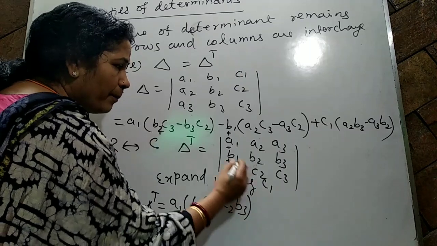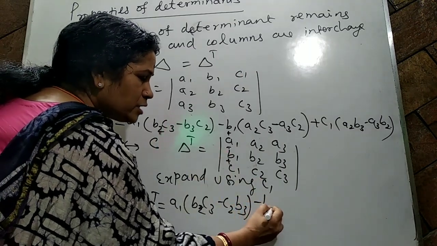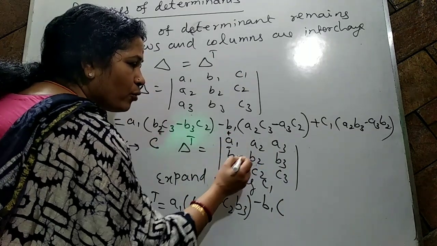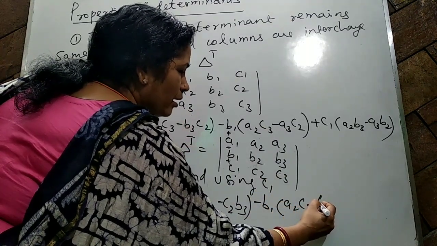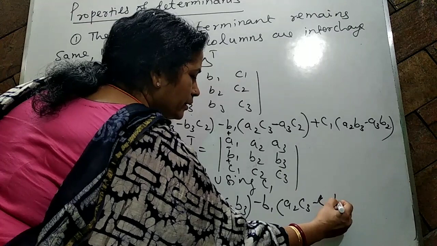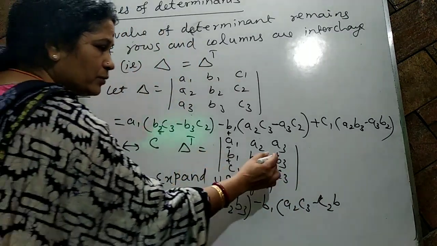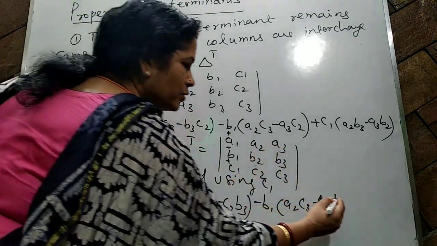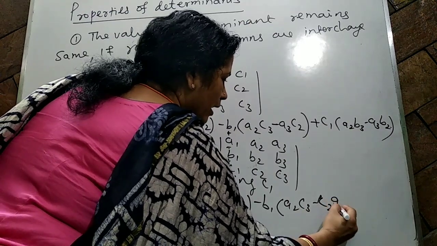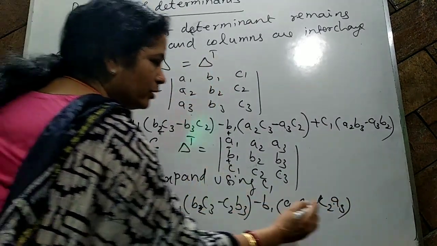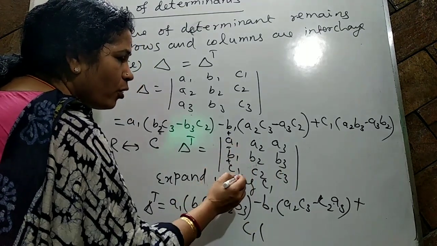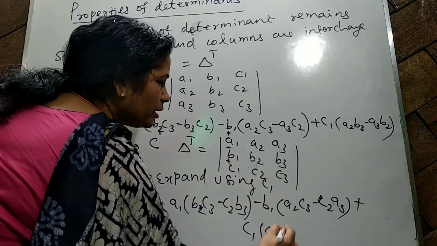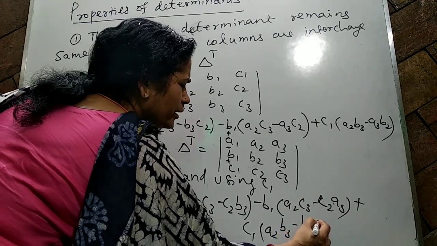And then next minus B1 into delete corresponding row column, A2C3 minus C2A3, and then plus C1 into delete corresponding row column, we will get A2B3 and then minus B2A3.